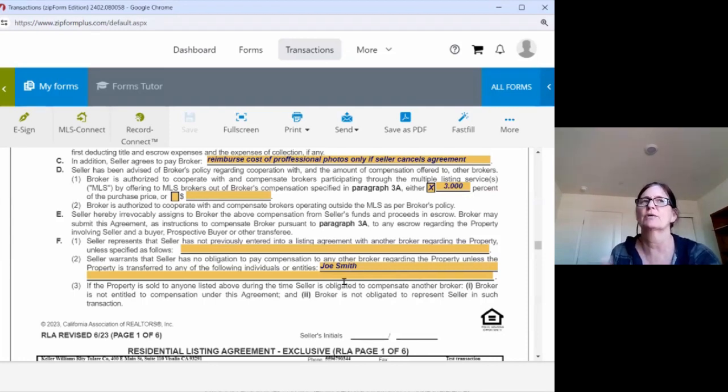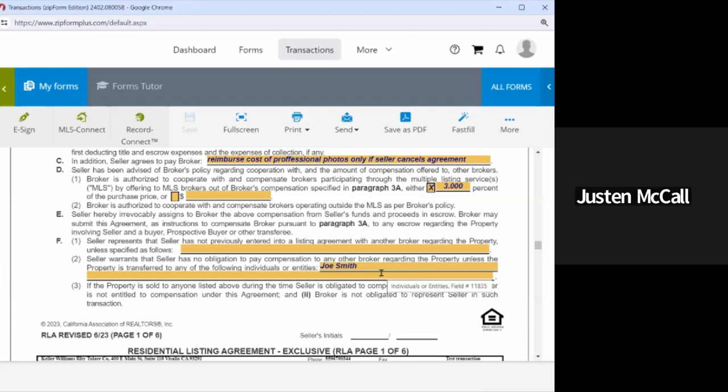So if this listing was somebody else's listing and it expired, and then this is the seller saying, oh, hey, my other agent claimed these people. And so they're letting me know on the listing agreement that there are some potential buyers that are already claimed by another agent. Awesome. Thank you very much.